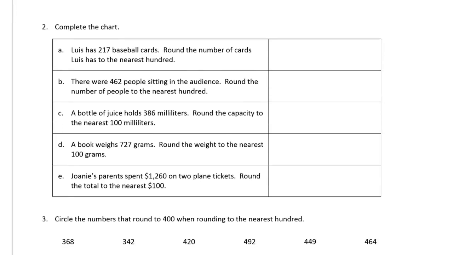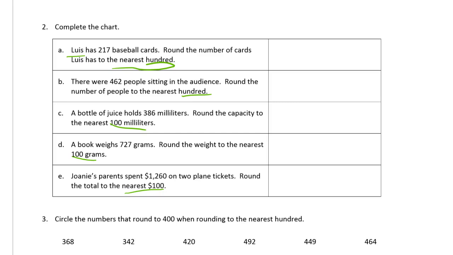And now we're completing a chart. This is going to be lots of rounding. That's what all of this has been so far. So we're going to be doing more of it. Luis has 217 baseball cards. Round the number of cards Luis has to the nearest 100. These are all going to be nearest 100, because lesson 13 was nearest 10. Now we're doing all nearest 100.